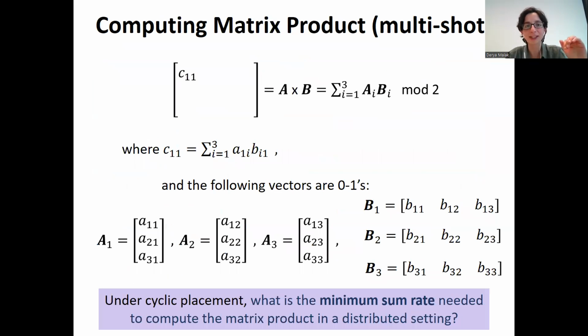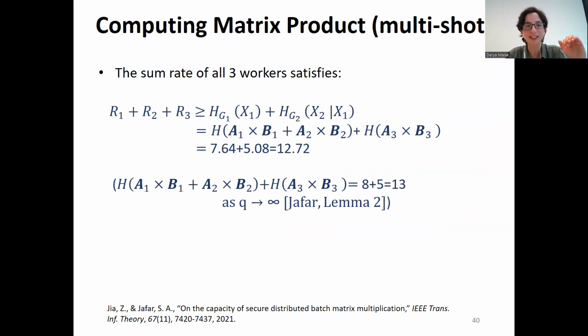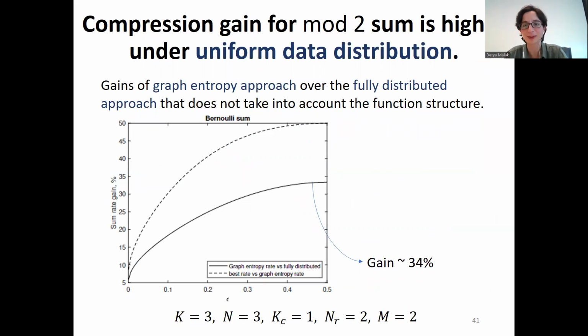If I quickly move to the simulations, I apologize for the delay I caused. We can show the comparison with the approach where we do everything in a distributed manner without taking into account the function structure. This solid curve shows the gain of the graph entropy approach over the distributed approach of Slepian-Wolf. For computing the summation function, it is possible to obtain gains larger than 30% as a function of the skew parameter of the distribution.